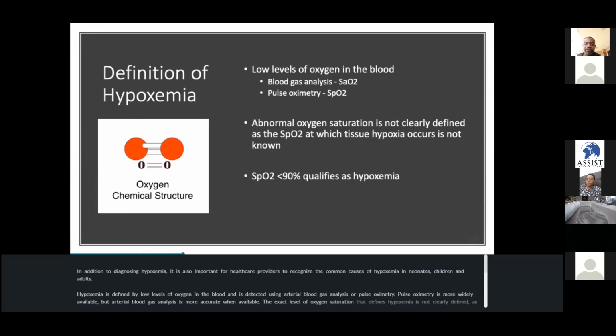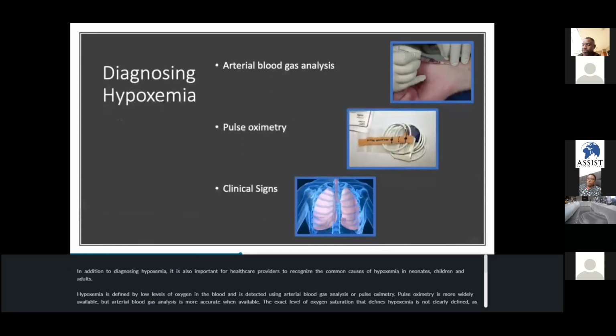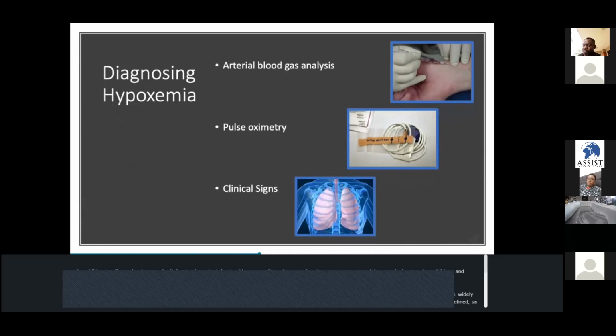The exact level of oxygen saturation that defines hypoxemia is not clearly defined, as the level at which tissue hypoxia occurs is not known. However, most clinicians agree that an SpO2 less than 90% by pulse oximetry qualifies as hypoxemia. A hypoxemia diagnosis can be made using arterial blood gas analysis, but if ABGs are not available, a pulse oximetry unit can also be used.